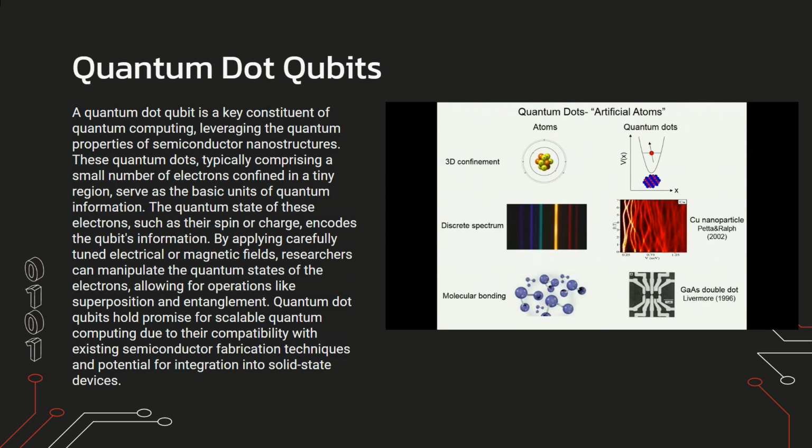Finally, quantum dot qubits are a key constituent of quantum computing, leveraging the quantum properties of semiconductor nanostructures. These quantum dots, typically comprising a small number of electrons confined in a tiny region, serve as the basic units of quantum information. The quantum state of these electrons, such as their spin or charge, encodes the qubit's information. By applying carefully tuned electrical and magnetic fields, researchers can manipulate the quantum states of the electrons, allowing for operations like superposition and entanglement, as mentioned earlier.